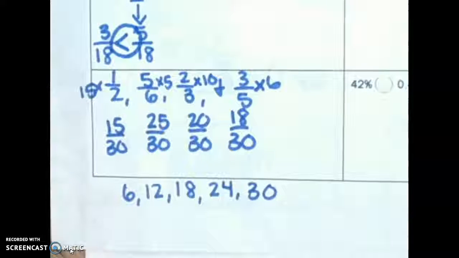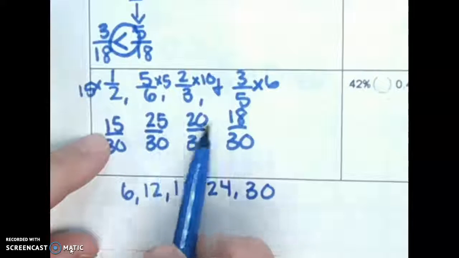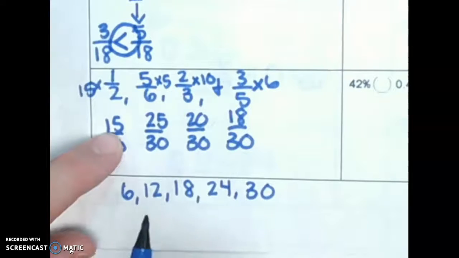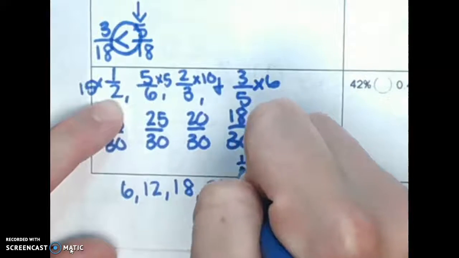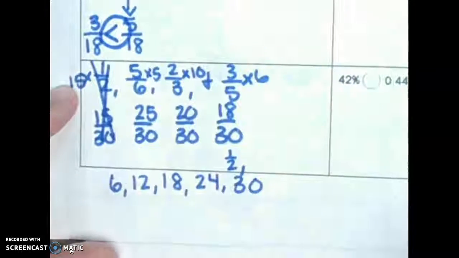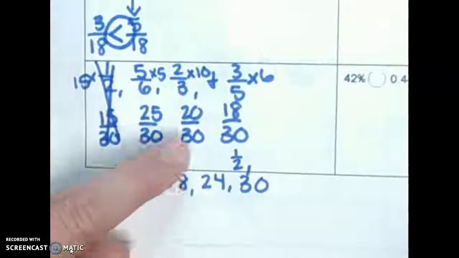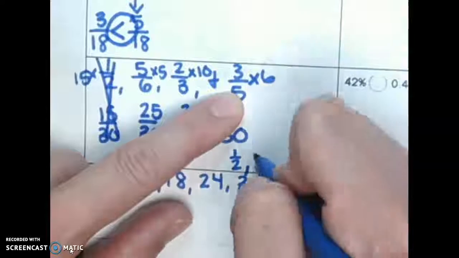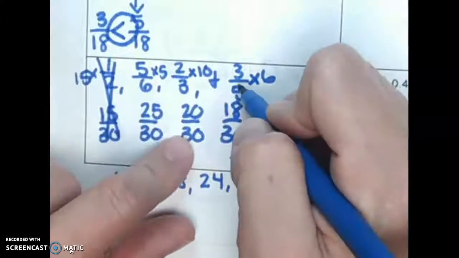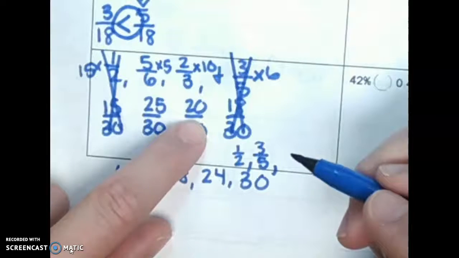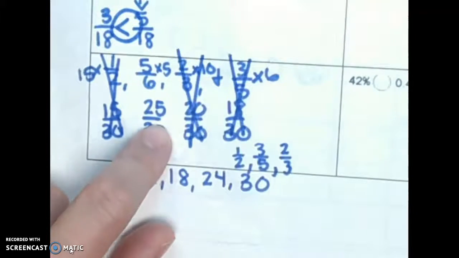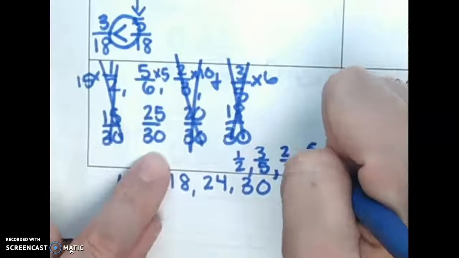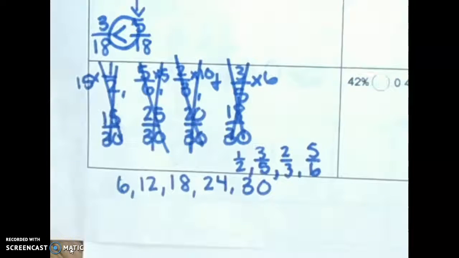Now we're going to look at the numbers on the top, and we're going to put them in order from least to greatest. So we have 15, 25, 20, and 18. 15 is the smallest one, so that is our original fraction 1/2, so I'm going to write 1/2. I'm going to cross those out so I know that I used them. Our next one is 18/30, which is really 3/5, so I'm going to write 3/5. Cross it out. I then go to 20/30, which is 2/3. And then I end up with 5/6, which we changed to 25/30.